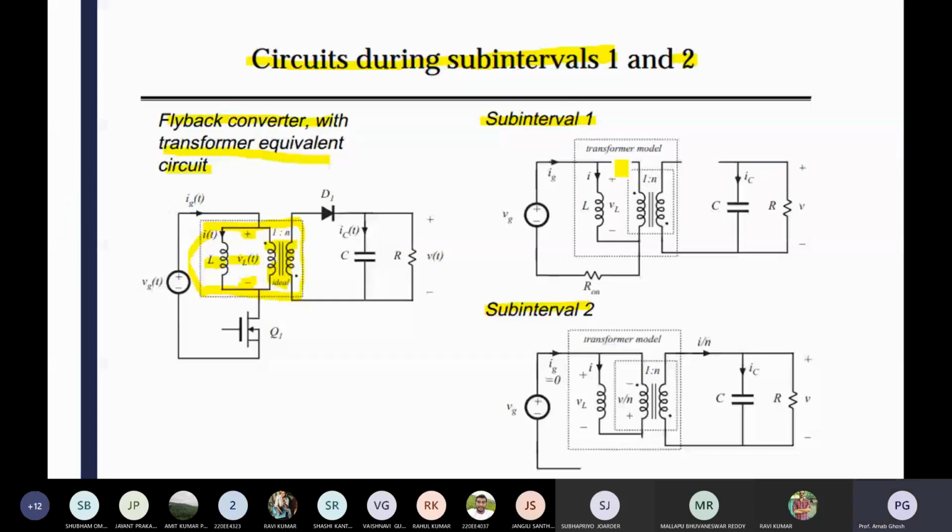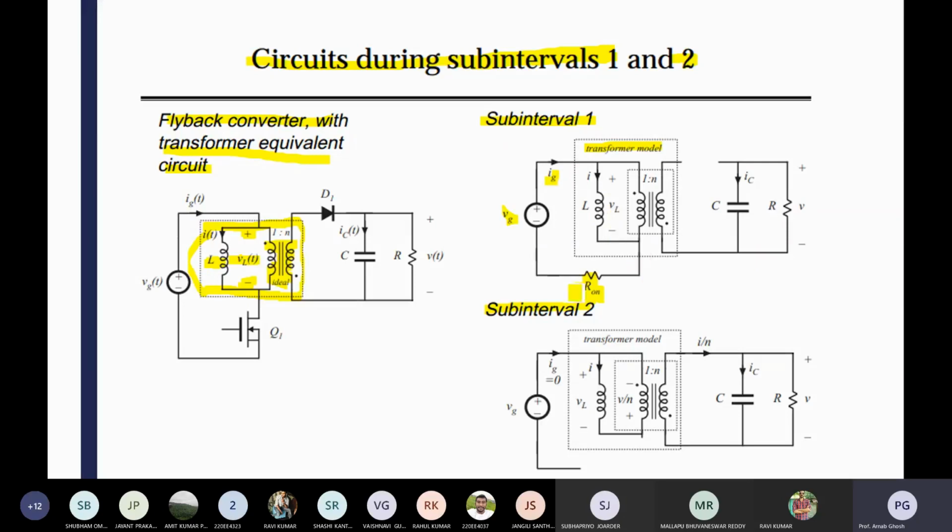In this case there are two sub-intervals. When the switch is on, RDS on will be there, meaning the MOSFET channel resistance is also considered, and your input voltage is VG. Then the diode will be open. Only current flows through this path, the load side current, and the source side input current flows through this inductor, so energy is stored over here.